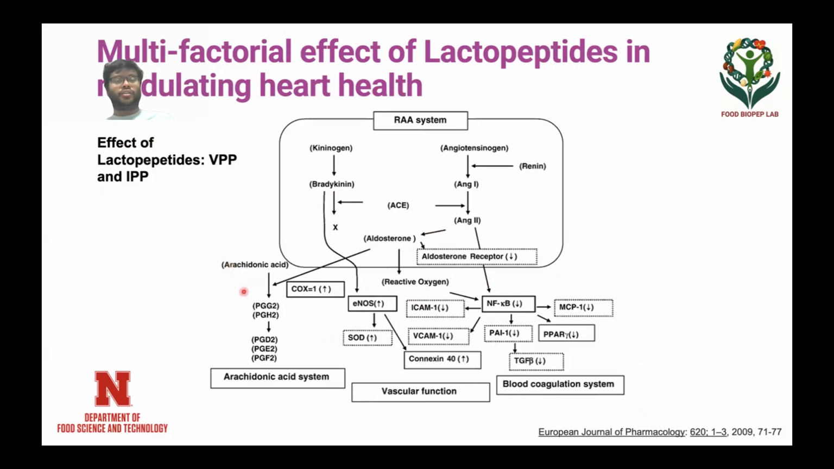These lactopeptides can actually control your arachidonic acid system. They can control your vascular function and the blood coagulation system. So they have multiple effects in modulating heart health. It's not only the ACE inhibitory effect, that's the central point here, but along with it, it can increase the COX-1 expression, increase the eNOS expression, reduce ICAM1 and VCAM1 expression, reduce NF-kappa B protein, and decrease MCP1. So these are all the biological effects, mostly focusing on heart health, that these two peptides, IPP and VPP, can do.